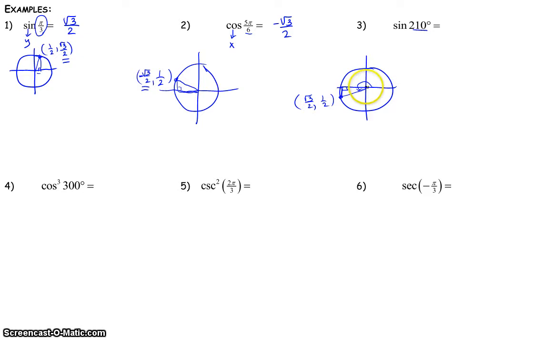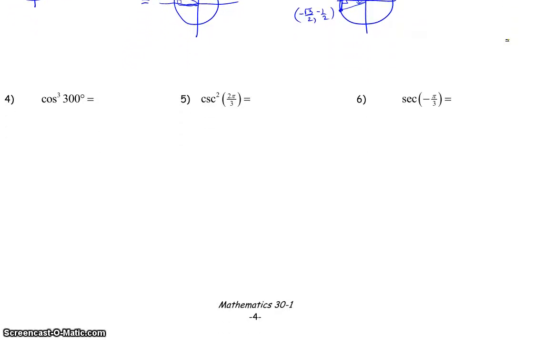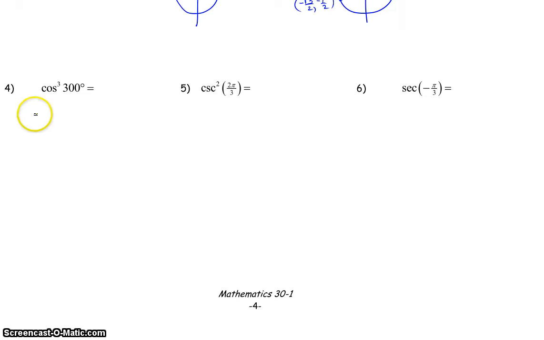Think about where you are. You went left, negative x, down, negative y. Okay, back to the question. Sine is y, so y would equal the y coordinate, negative 1/2. Great. Hopefully this is starting to click for you. We have quite a few more examples just in case. But let's look at this next one.